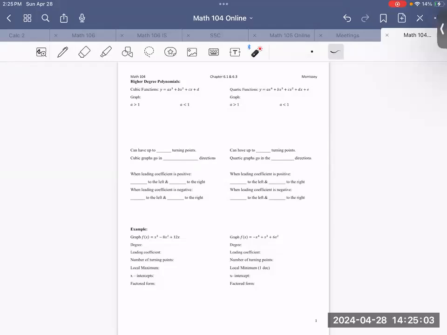Welcome to Math 104, Chapter 6.1 and 6.3. These are done together because they flow really well into one another. We are now going into higher degree polynomials, such as cubic functions and quartic functions.